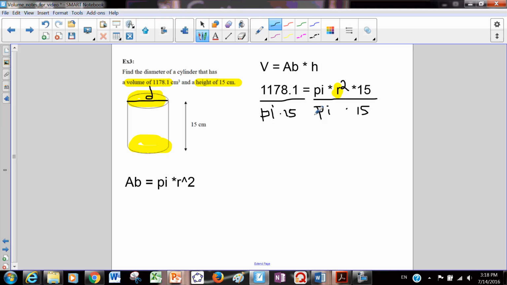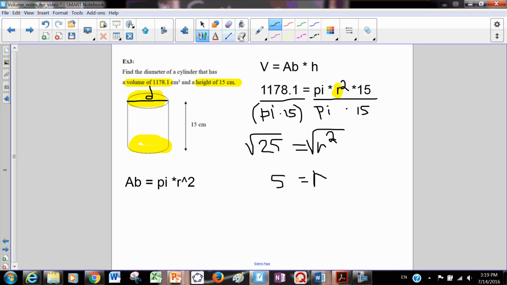So we're going to be left with 1178.1 divided by pi, and then we divide it by 15. Or if you want, you can do 1178.1 divided by, and you can put a bracket here if you want. You should end up with 25. And that is equal to our r squared. But we want to just get r, right? So to get rid of the square, we take the square root on both sides. So r is equal to 5.